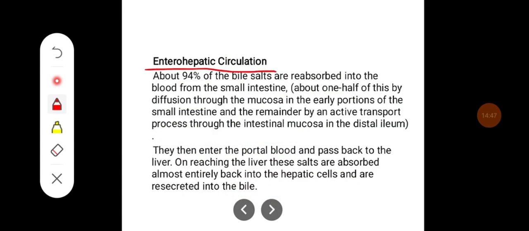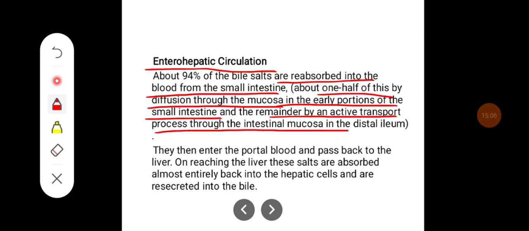Coming to enterohepatic circulation, about 94% of the bile salts are reabsorbed into blood from the small intestine. About one half of this is by diffusing through the mucosa in the early portions of the small intestine, and the remainder by an active transport process through the intestinal mucosa in the distal ileum. They enter the portal blood and pass back to the liver.